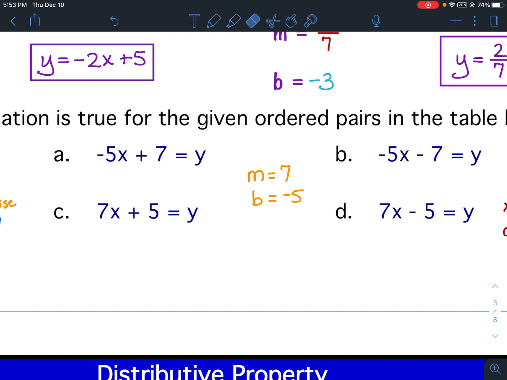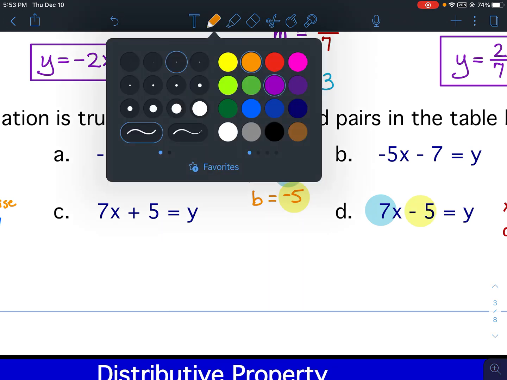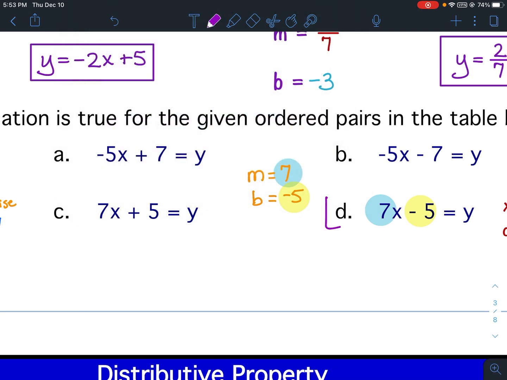And then let's also look at the slope. So my slope is 7. Right here I've got 7. My y-intercept is negative 5. Therefore, D is our final answer.